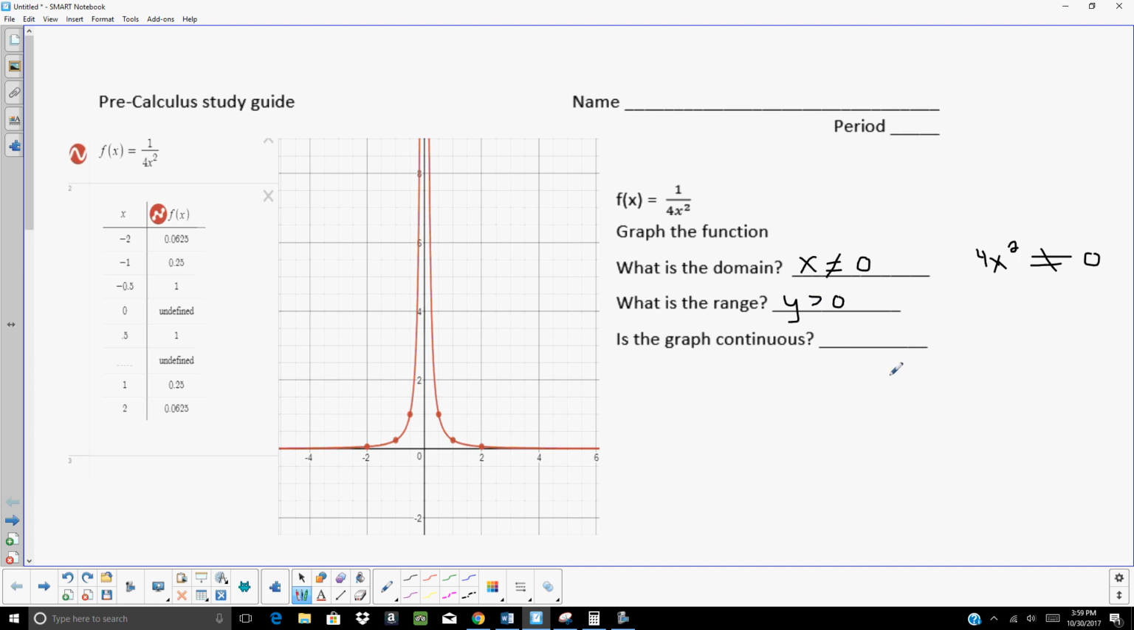And then if you were to ask, is this continuous? No, it's not continuous, because you have to lift up your pen and draw a reflection on the other side of that y-axis.